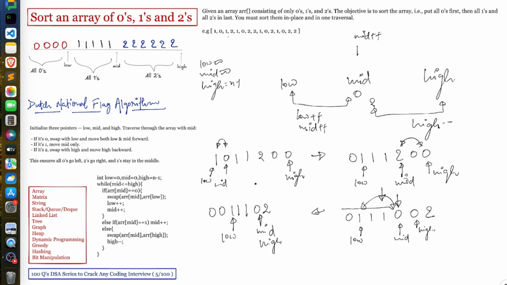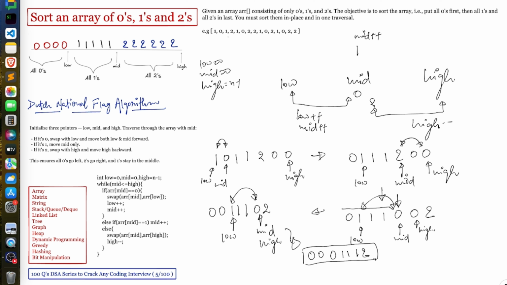So now the number at index mid is 0. What we will do, we will simply swap these two, low and mid. So after swapping, now your array would be 0 0 0 1 1 1 and 2.